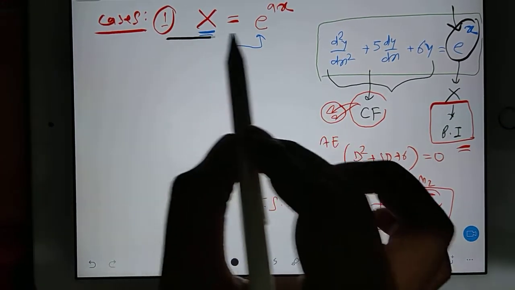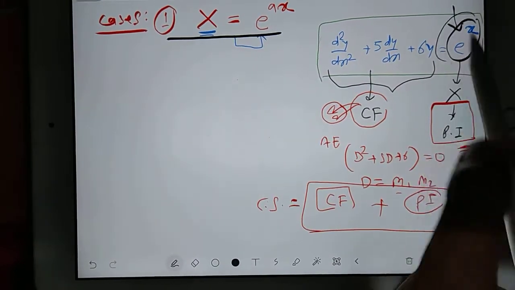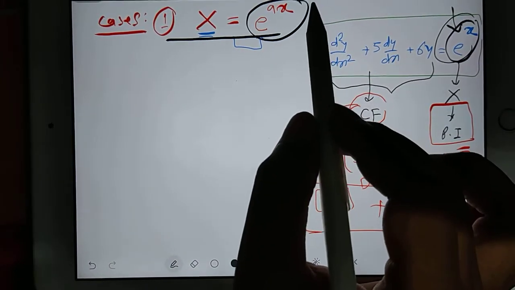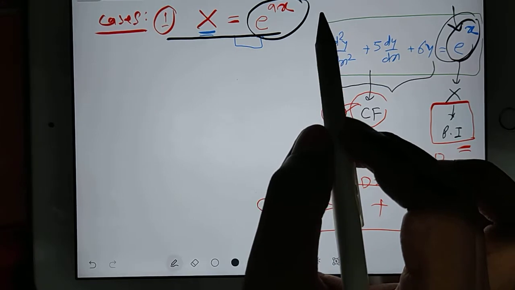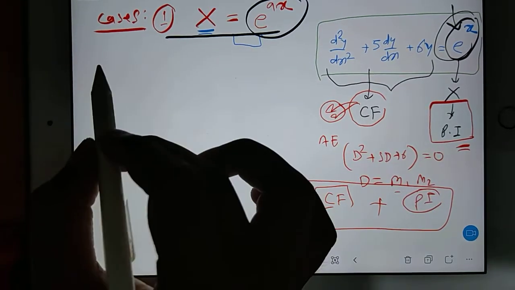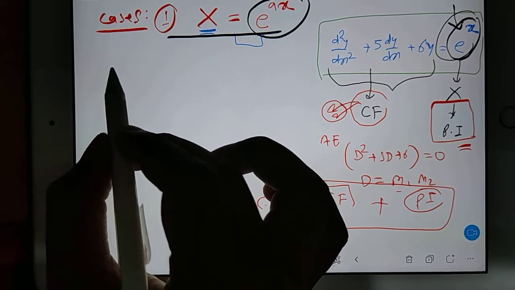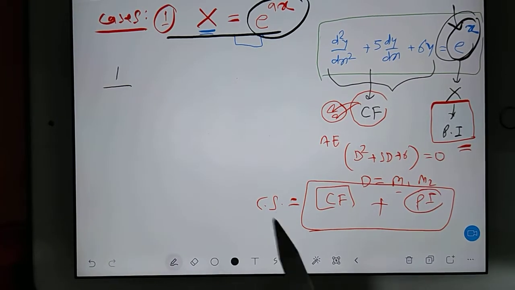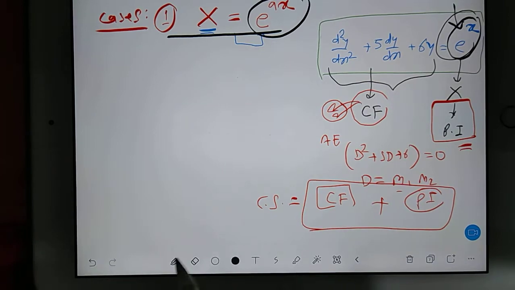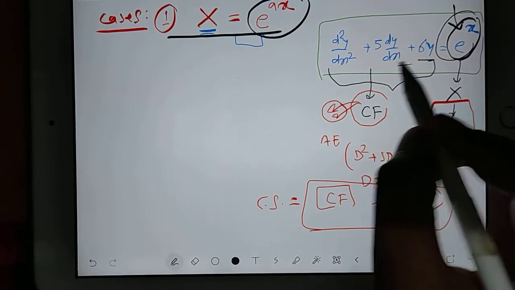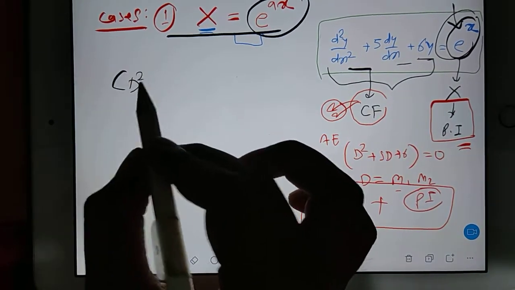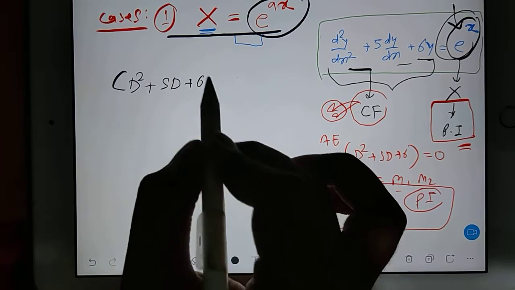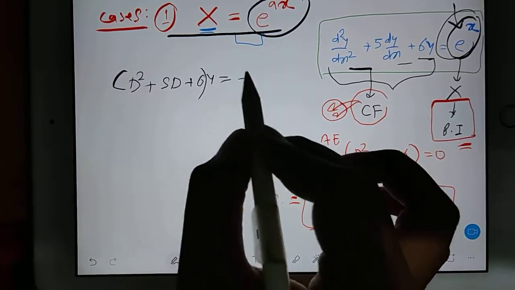So we will understand the general case: whenever e power ax type of thing is coming, how to find the particular integral. See here, you understand how we calculate it. We will take y common from all these terms, so we'll get (D square plus 5D plus 6) into y is equal to e power x, right?